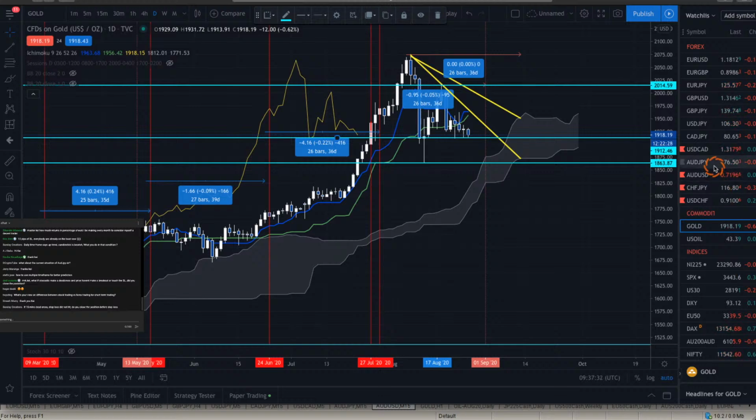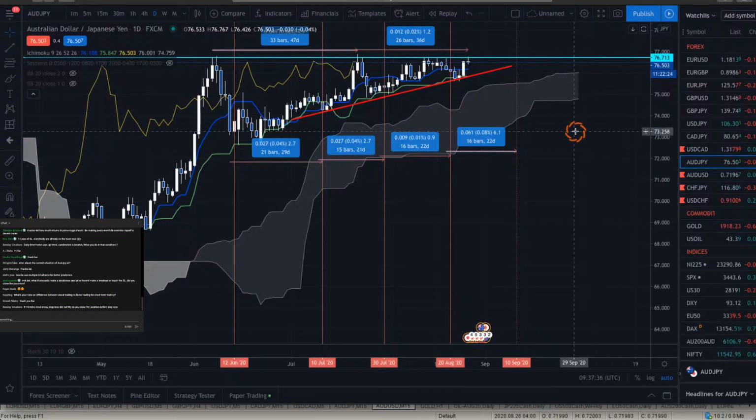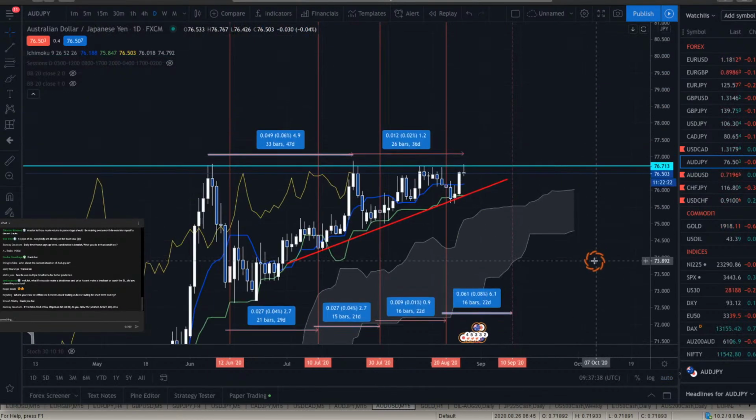AUDJPY looks to be breaking the ascending triangle upwards now, so I think it's moving up. It might retest this trend line once again and move up this way, maybe. Or the breakout might happen sometime this week. We'll see.